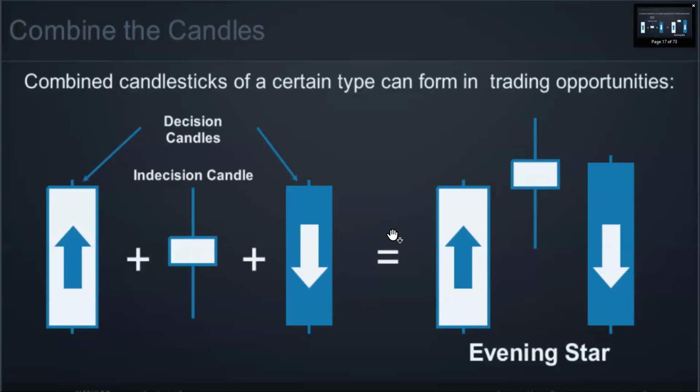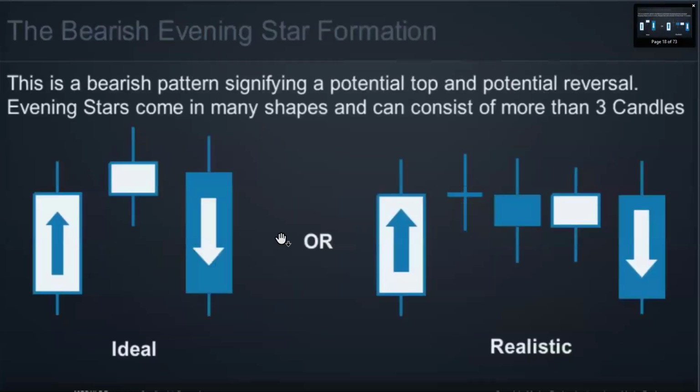Sell. All right. But now, most times, this is the ideal situation, and this is the realistic situation. So you may not see bullish, indecision, bearish, but you may see bullish, indecision, indecision, indecision, indecision, bearish. It is still an evening star.